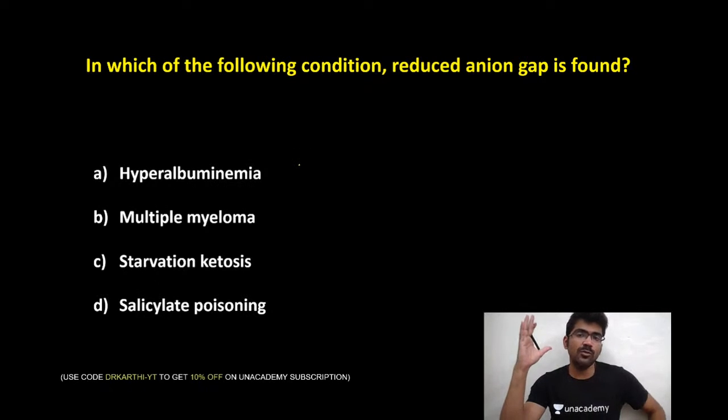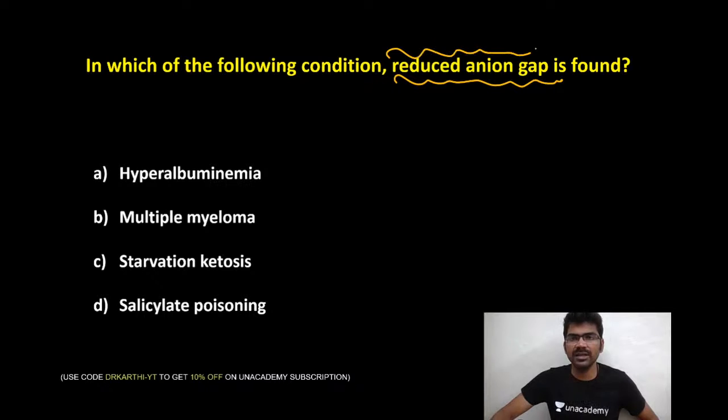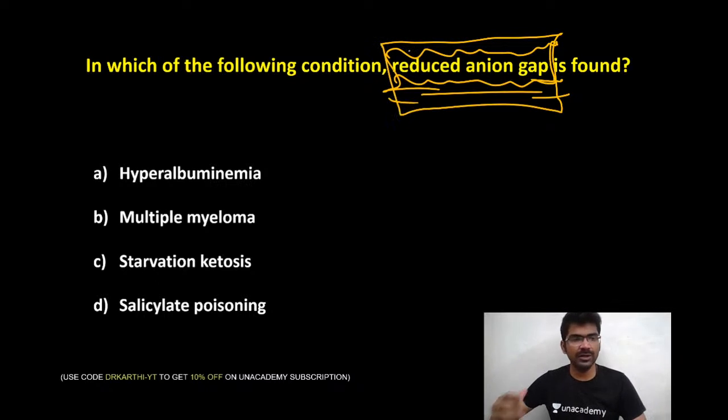So we have talked about high anion gap and normal anion gap. Is there any condition in which you will have a reduced anion gap? Tell me, is there any condition in which you have reduced anion gap? So Nitish Kumar, you are correct. In GI loss like diarrhea and all, there also you will have normal anion gap. So where will you have reduced anion gap?